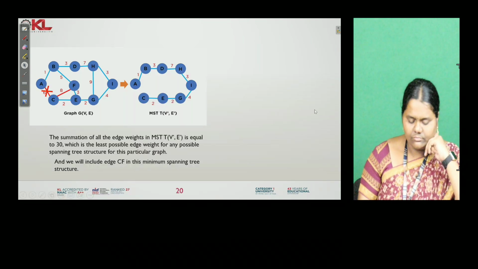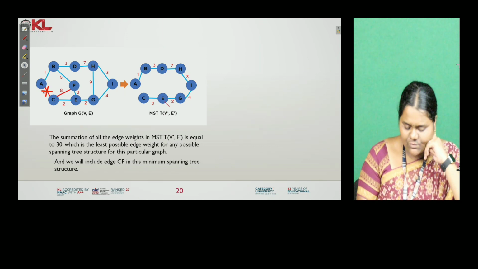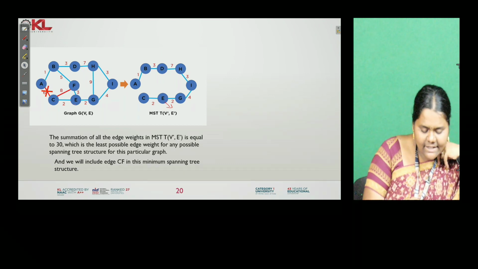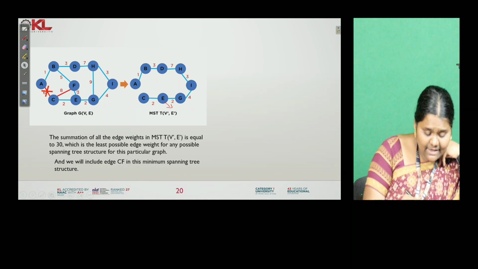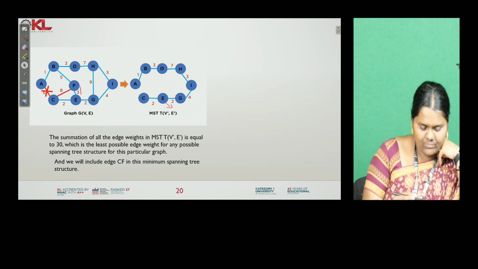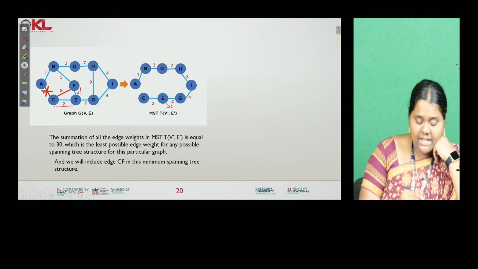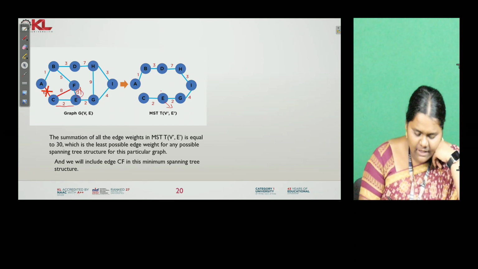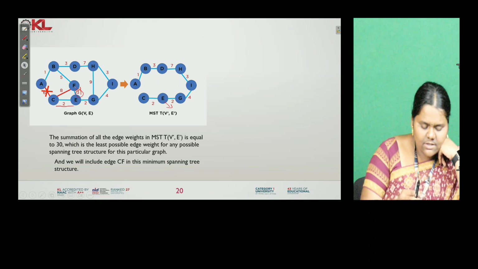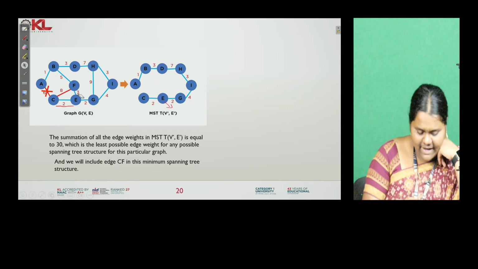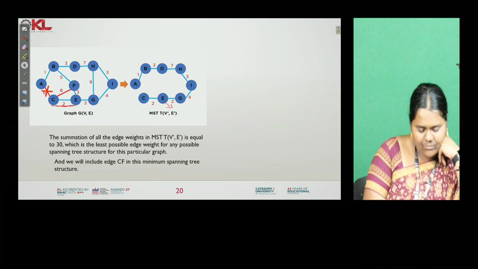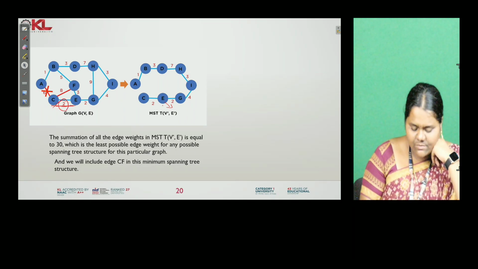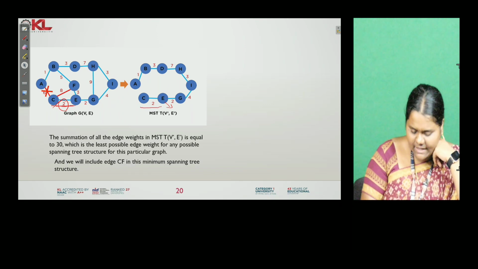Next, another vertex is formed, that is E. From E onwards, what are the different adjacent edges? Here we have F and C. If we take F, the cycle will be formed. So that's why we will not take the edge E to F. Here the minimum value is 2. So that's why we have to take E to C.